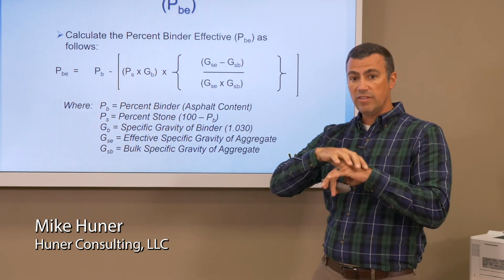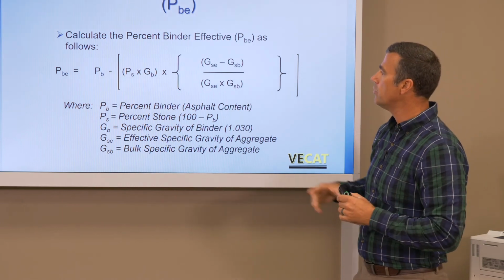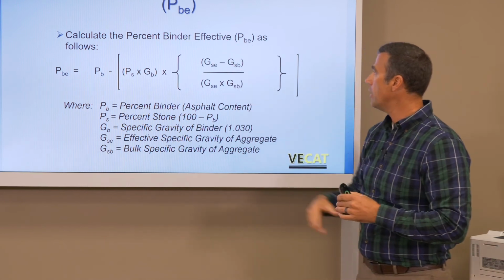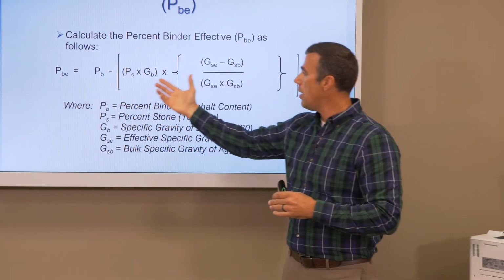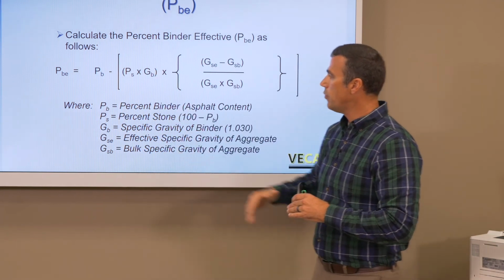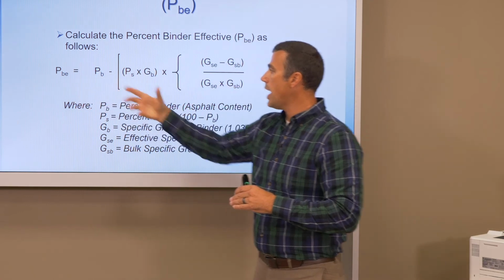The rest of it is effectively coating the rocks and holding it together and giving us durability. So we want to know what percent of our binder is the effective binder. Okay? This is a pretty complicated looking formula, but again, let's look at what goes into this formula. So we're trying to determine some percentage of the binder that's coating aggregate.